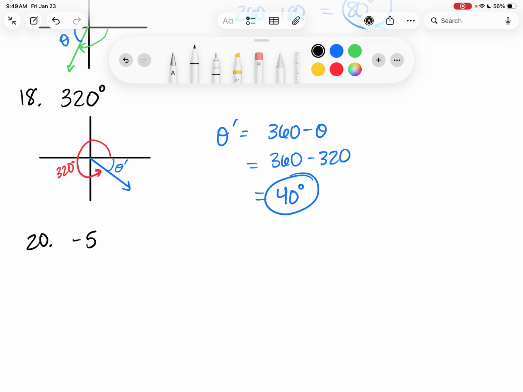Negative 5 pi over 6. So again, can't have negative angles. I'm going to leave it in radians, but I need to add 2 pi, so I need a coterminal angle with this. So plus 12 pi over 6, because that would be the equivalent of 2 pi. So that would be 7 pi over 6.